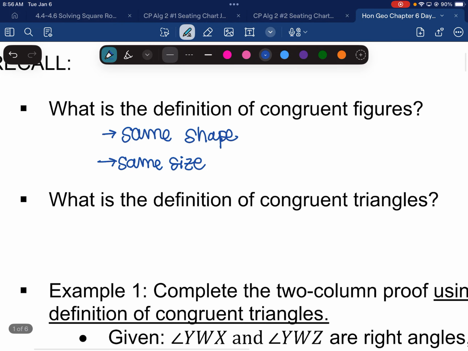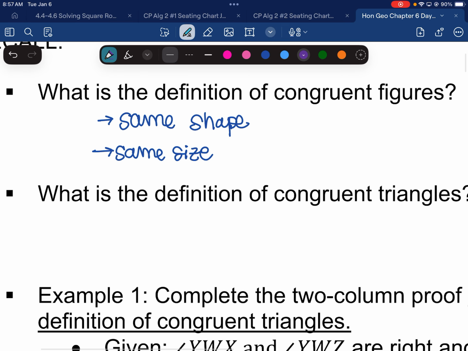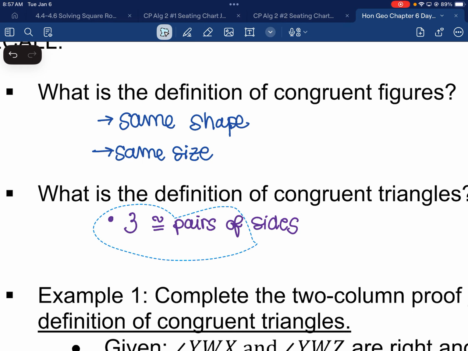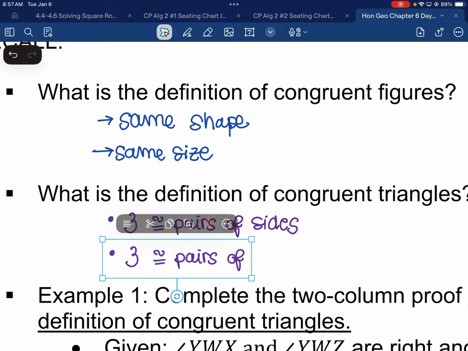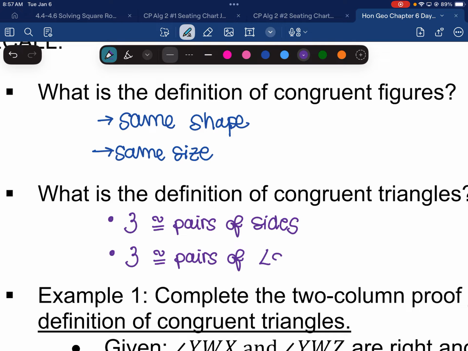And then we talked specifically about the definition of congruent triangles. Yes, they're going to be the same shape and the same size, but more specifically, what will we be looking for? They are going to have two things: 3 congruent pairs of sides and also 3 congruent pairs of angles.